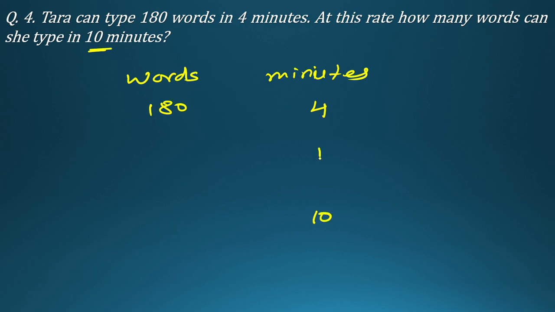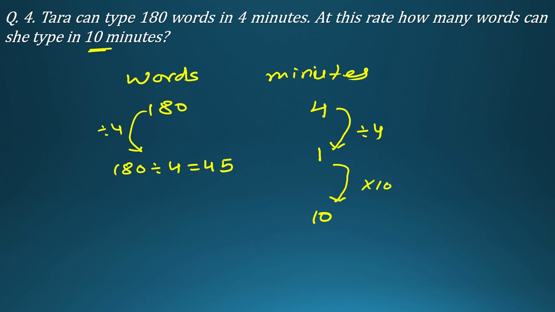So for 10 it is not the direct calculation. Okay, so first of all we'll find for 1. So 4 will be divided by 4 to get 1. So same here also you will divide by 4. So 180 divided by 4, I think it will be 45. So 45 words in 1 minute. So in 10 minutes you will have to multiply by 10, and you will have to multiply by 10 here also. So 45 multiplied by 10 will be equal to 450 words in 10 minutes.